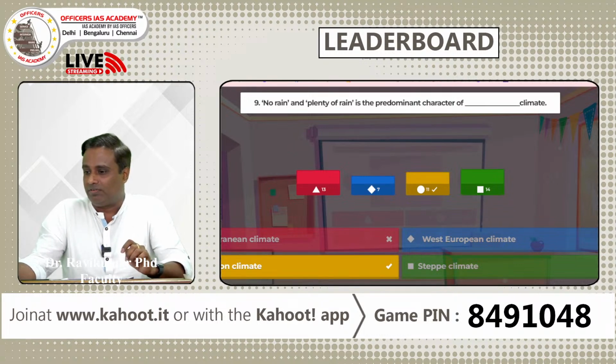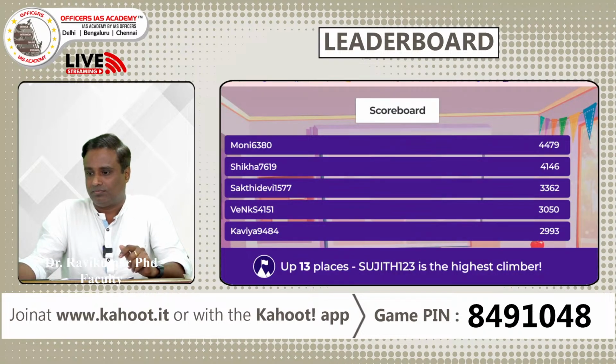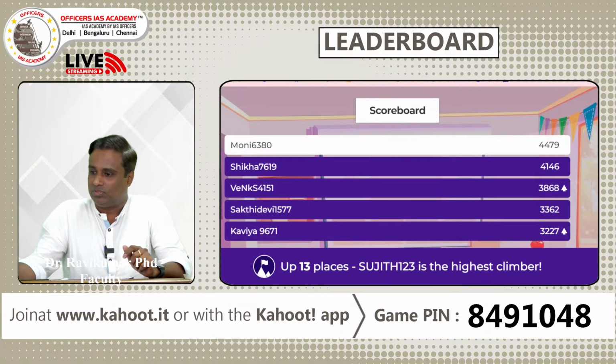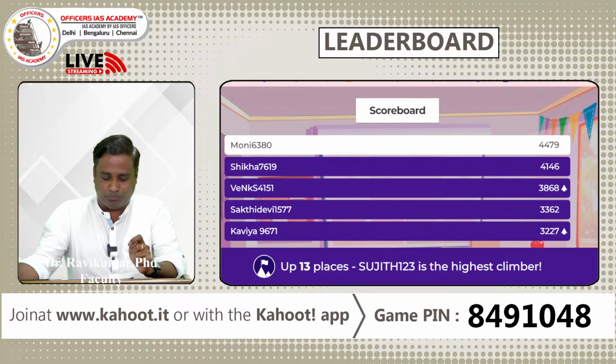Only 11% have given the right answer, but good try to all of you. So we can find the leaderboard now. Moni retains the top spot, Shaika in second spot, Venki rises to the third one, Saktidev retaining the fourth, and Kavya enters the top 5, and Sujit climbed 13 places from his original position.